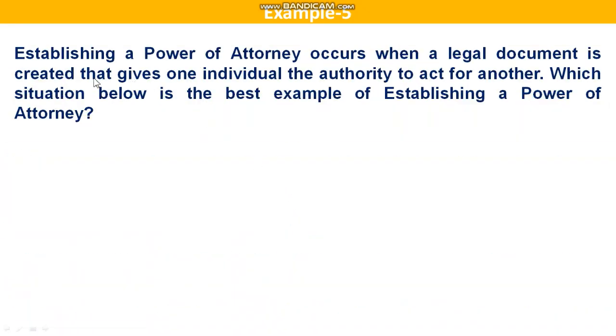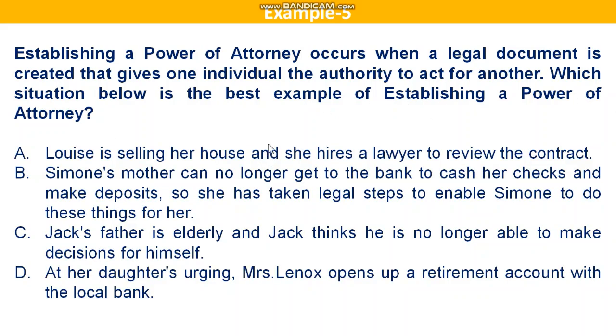Example 5. Establishing a power of attorney occurs when a legal document is created that gives one individual the authority to act for other. So this definition is basically telling what do you mean by power of attorney. Which situation below is the best example of establishing a power of attorney? Please pause the video, read all four statements and try to answer which is the correct choice.